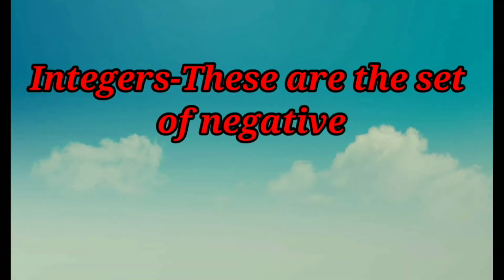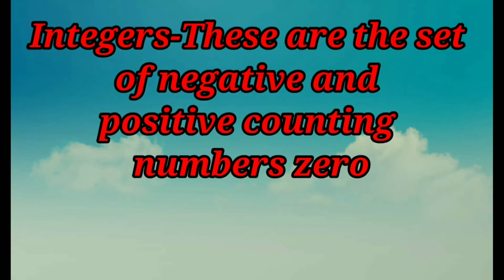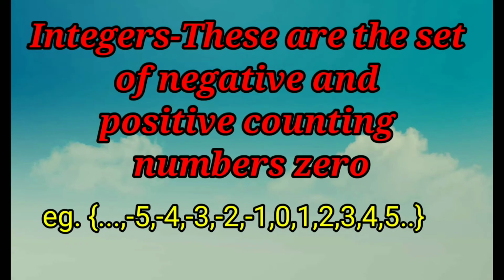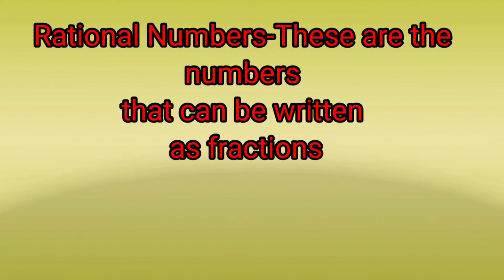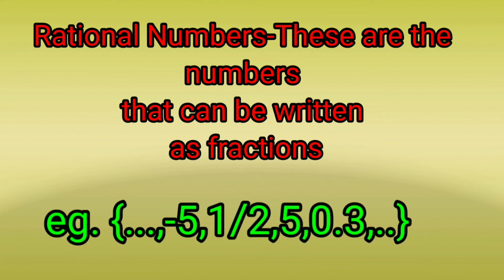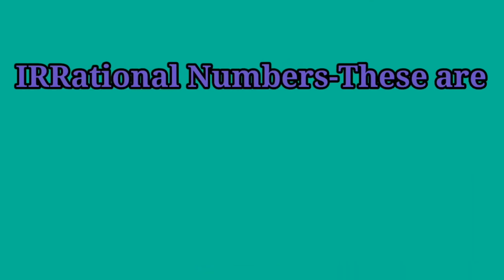Integers, these are the set of negative and positive counting numbers and zero. It starts from negative infinity and it goes on to positive infinity. So examples: negative 5, negative 4, 0, 1, 2, 3, 4. You have rational numbers. These can be written as fractions. So negative 5, a half, 0.35, basically.